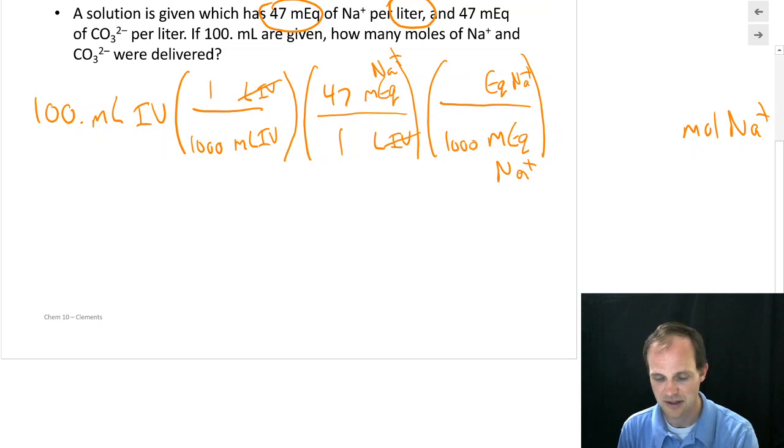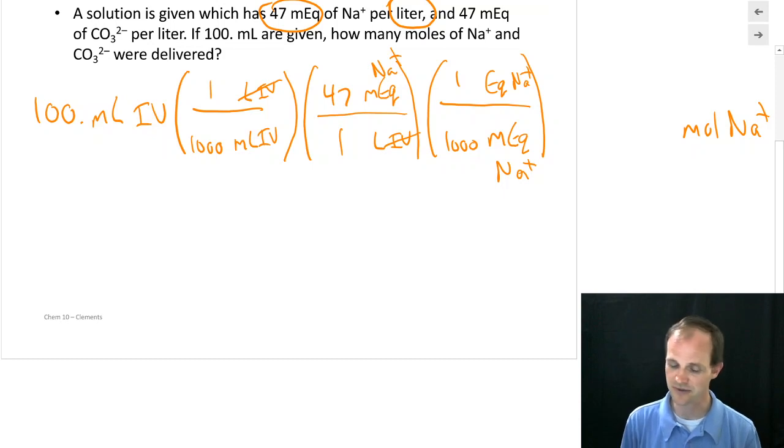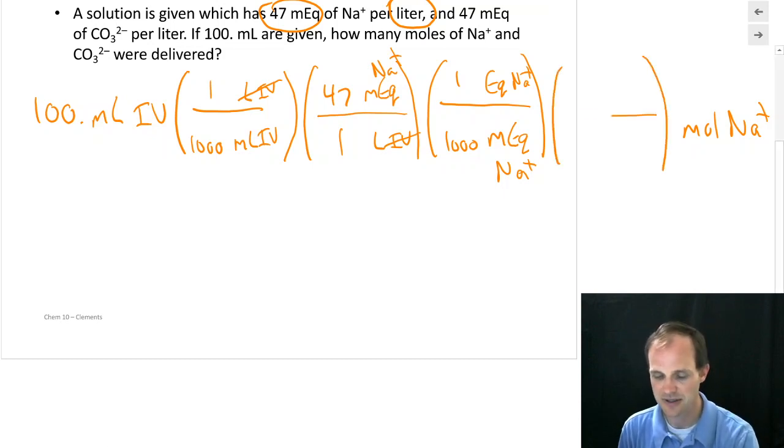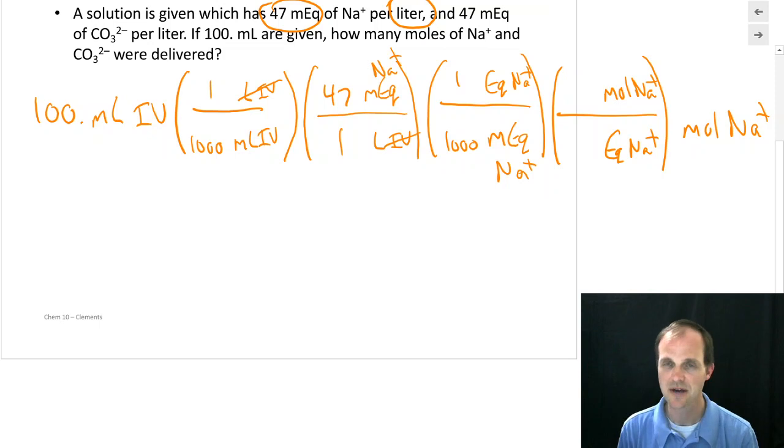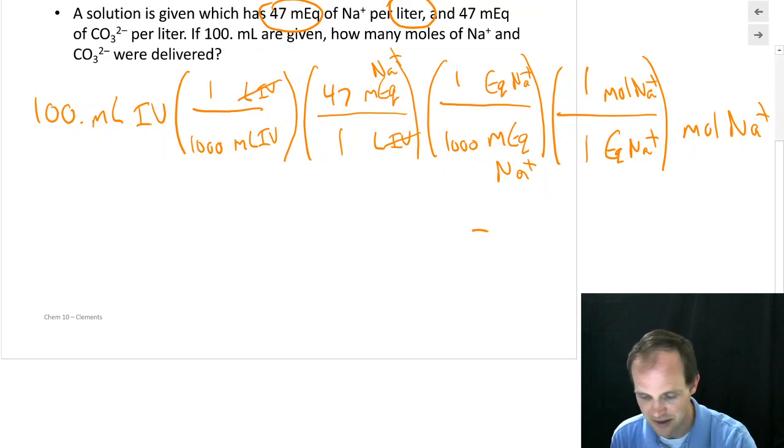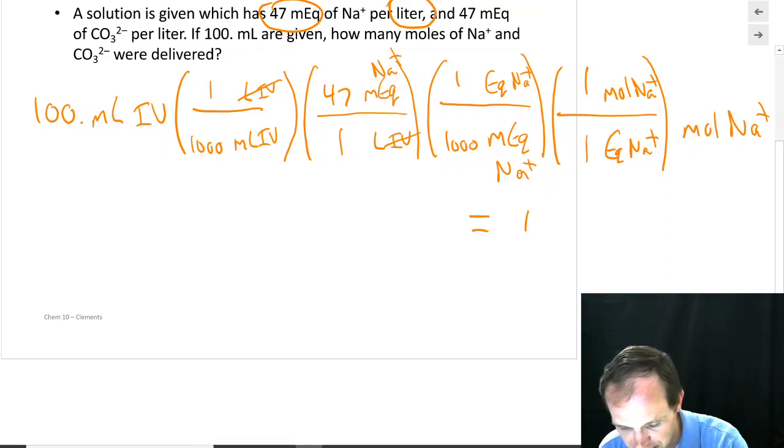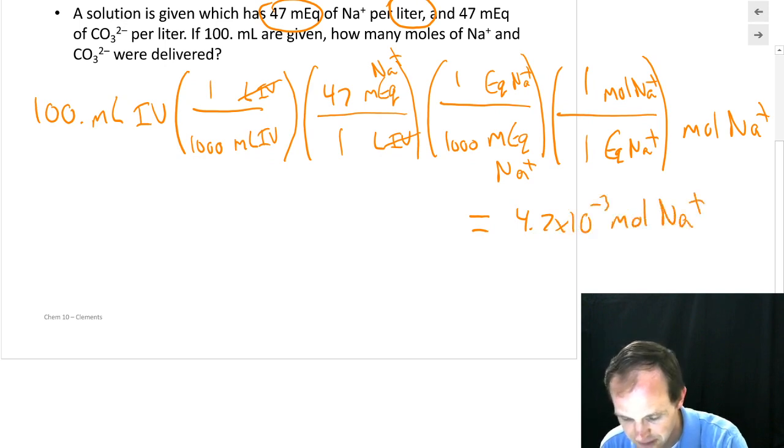And again, we know that the milli is just 1,000, so a lot of little tiny milliequivalents in one big equivalent. And then lastly, we're going to put this parentheses over here, and we're going to get rid of equivalents down here. And do we know how to do that to moles? Absolutely. We know the relationship between moles and equivalents. For sodium, since it's got a positive 1 charge, 1 mole is 1 equivalent, and you just get a 1-to-1 right there. Now, you plug that into your calculator, and what do you get? You get 4.7 times 10 to the minus third moles of sodium ion.